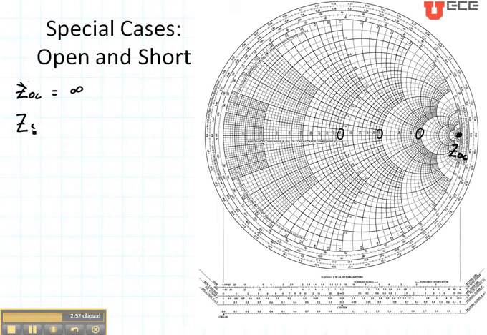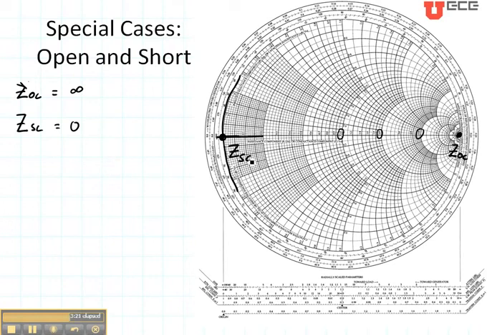The impedance of a short circuit is 0. So where is our real part 0 and also our imaginary part 0? Our real part is 0 every place on the outside of the Smith chart. So this circle right there is where the real part is 0. The imaginary part is 0 right along this axis. So that point right there is Z of a short circuit.